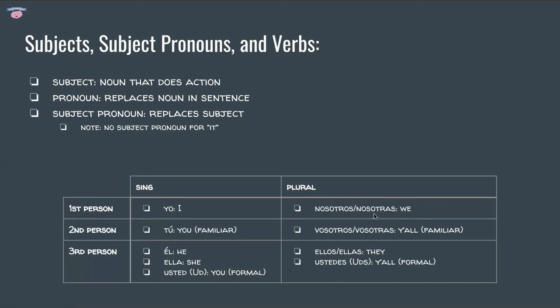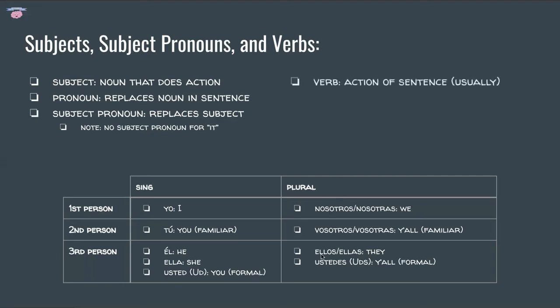An important concept is that if there's all masculine, then you use nosotros. If there's all feminine, you use nosotras. But if there's like 99 feminine and one masculine, you still use nosotros. If there's even one masculine member in the group, you use nosotros. Same with the others, vosotros and ellos too.